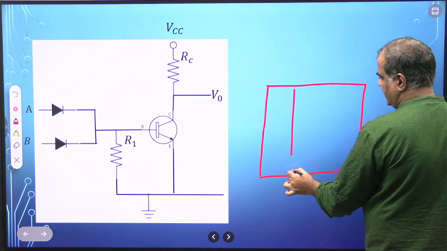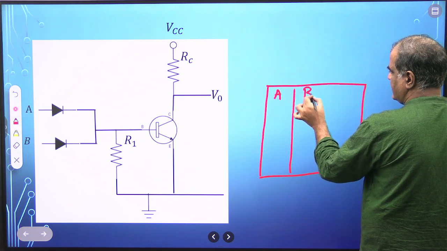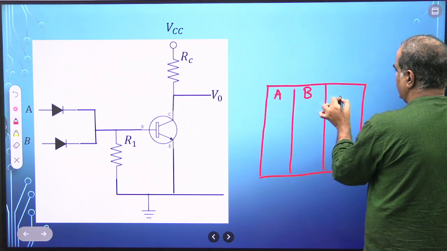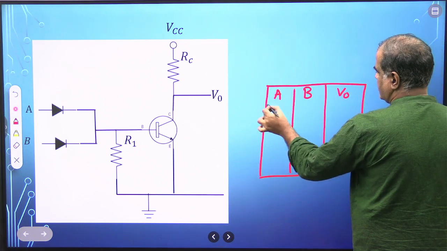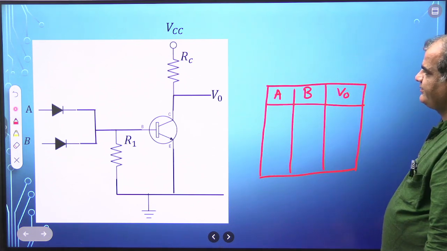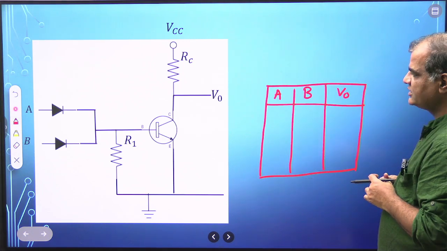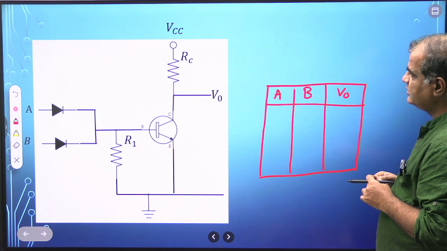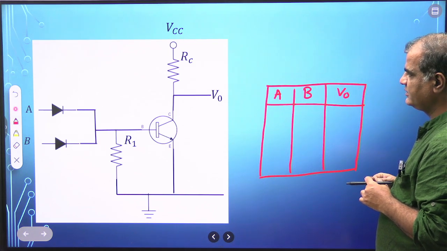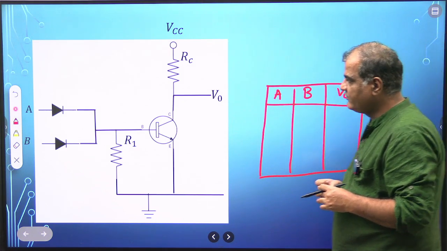Now this is your A. This is your B. And this is your V naught. Tell me क्या होगा? If both are 0, then what will happen?